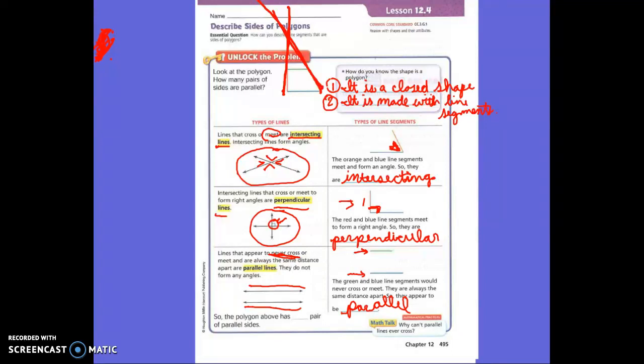Okay? So the polygon has how many pairs of parallel sides? 2. Write that down. Oh, it says pair. What does a pair mean? A pair means 2, right? So it's only one pair. One pair. So there's 2 lines, which are the pairs that are parallel.